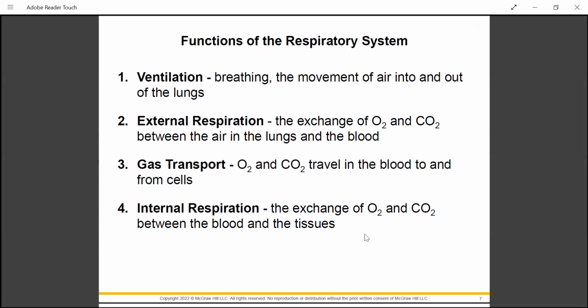Internal is what's happening at the body tissue level. This is when our blood is now dropping off that oxygen that it picked up in the alveoli, and it's going to bring back carbon dioxide from the tissue. So there's the exchange there. External is between the lungs and the environment, and the alveoli and capillary network there. Internal is when we're actually at the tissue level. So think of blood dropping oxygen off to muscle tissue, and our muscle tissue giving back its CO2 waste to the blood to take back to the lungs. That's internal respiration.